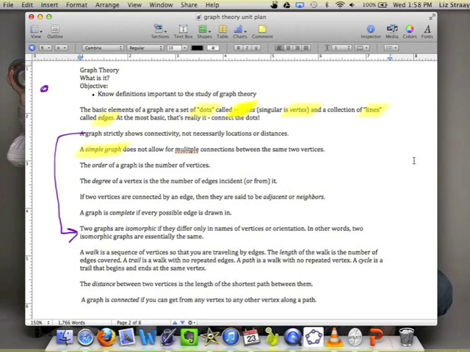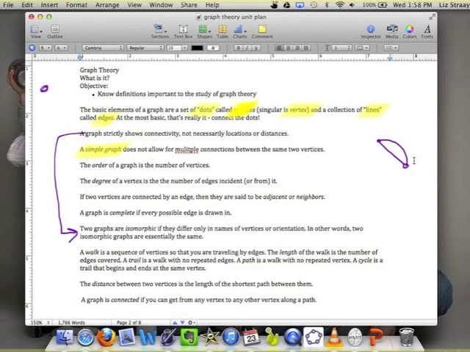A simple graph, it says, does not allow for multiple connections between the same two vertices. So typically, we are going to work with simple graphs. And that means if I have 2 points, I can only connect those 2 points once. In a non-simple graph, it would be okay to make another connection between those 2 points. We'll work with some non-simple graphs, but mostly we're going to work with simple graphs.